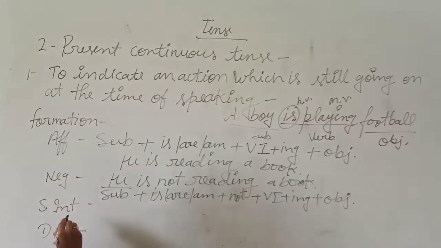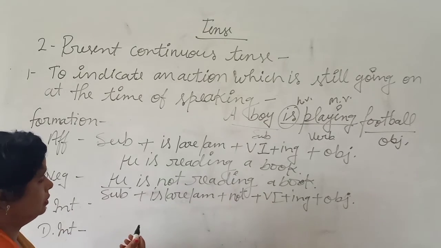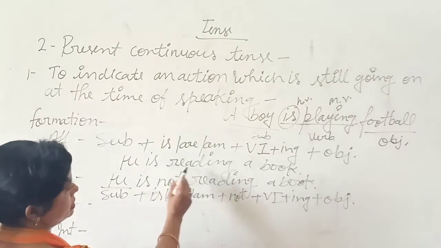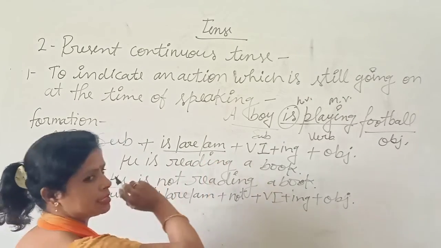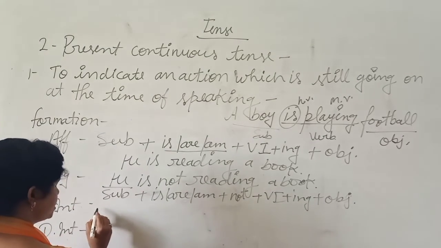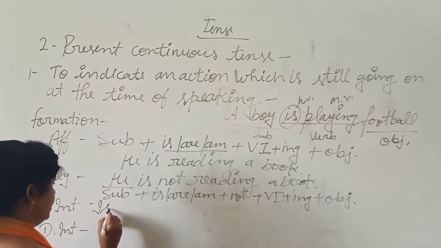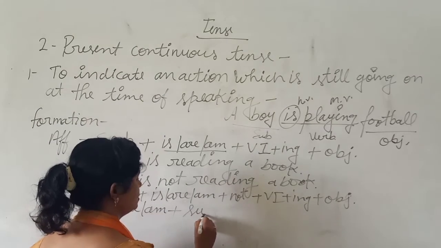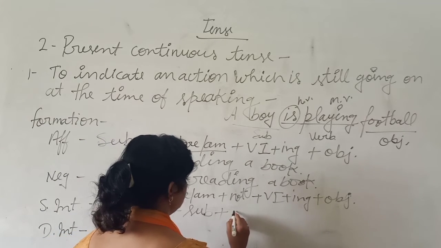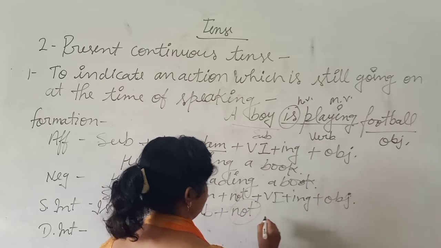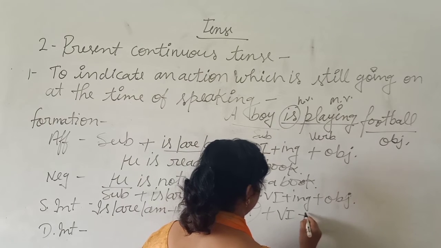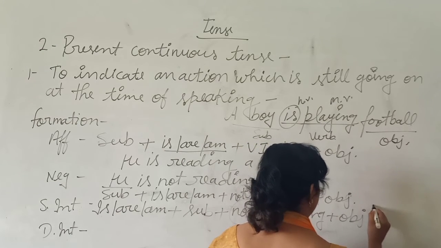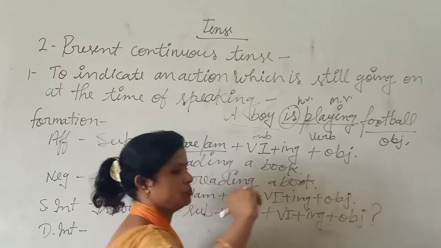Getting it? Next one is single interrogative. Single interrogative is a sentence which starts with a helping verb. Helping verb, what? There is, are, am. This is the example of a helping verb. So first of all we will take is, are, am plus subject plus not, if we are having it, plus verb's first form plus ing plus object, and with a question mark.